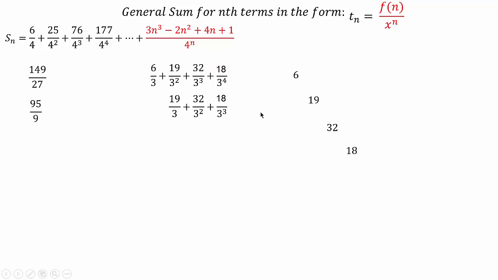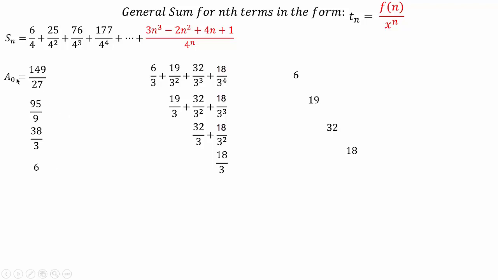In the third step, we forget the numbers 19 and 6, and we only look at the numbers 32 and 18 and repeat this process. We put these numbers 32 and 18 in the numerator, and in the denominator we put 3 with increasing powers, that is 3 to the 1 and 3 to the 2, and find this result will be equal to 38 by 3. And in the last step, we forget all these numbers and we only remain with the number 18, and we again repeat this process, that is 18 divided by 3 to get the result as 6.